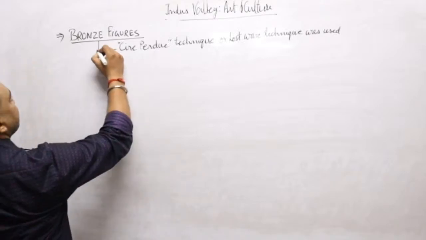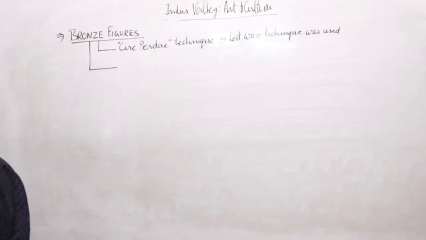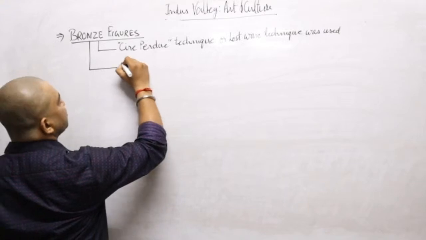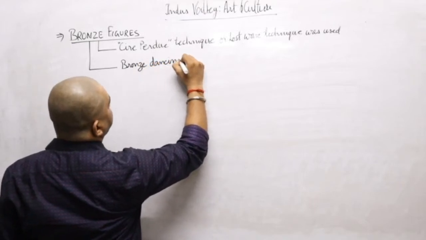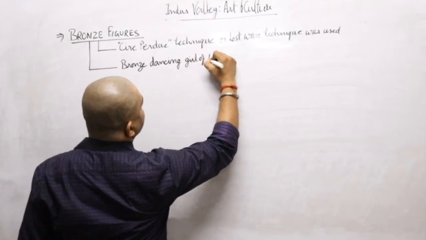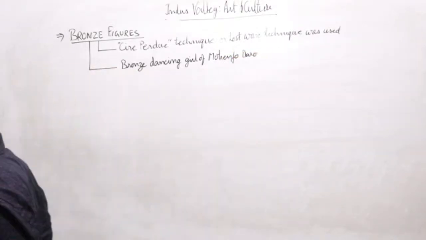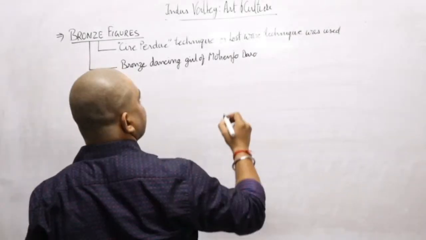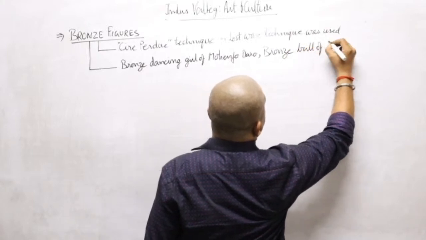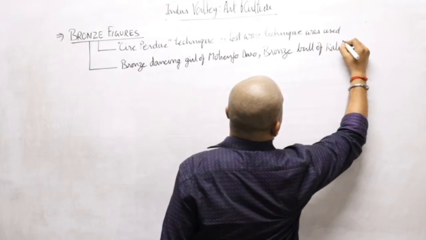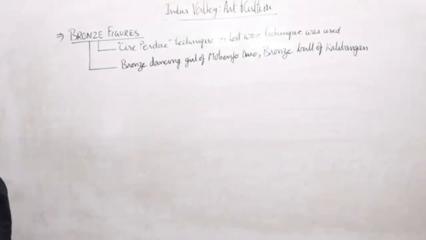So the best example of bronze figure, there are two. Bronze dancing girl of Mohenjo-daro and bronze bull of Kalibangan.